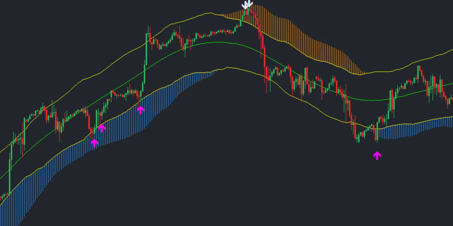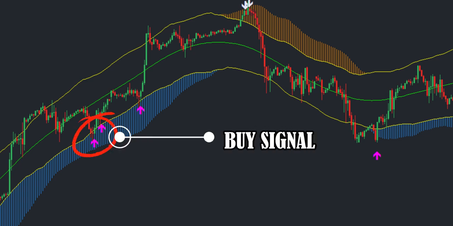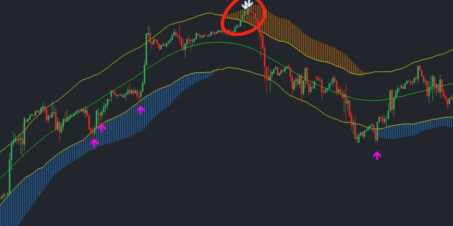Then we have the pink arrows. This simply indicates buy signal. Conversely, the white arrows simply indicate sell signals.